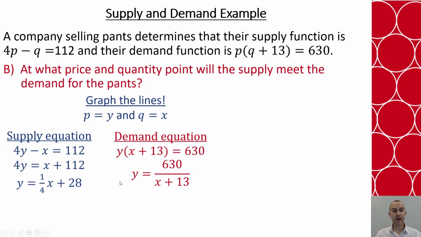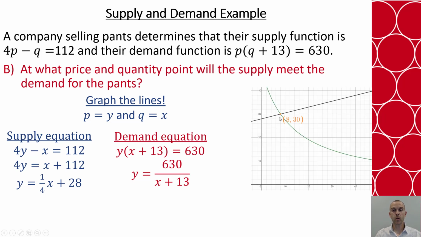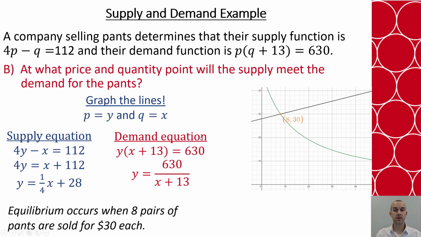So now I'm going to graph both equations and look at where they intersect. In this case, I have my positive linear function, I have my hyperbolic type curve, and I see they intersect at 830. This means that the equilibrium point is to sell 8 pairs of pants for $30 each, and that will meet supply and demand.